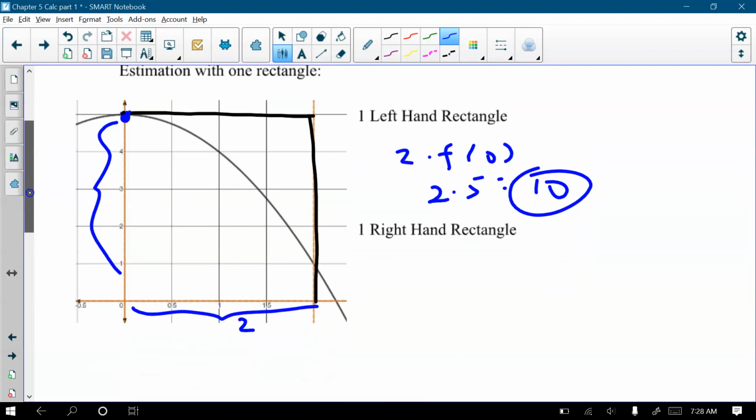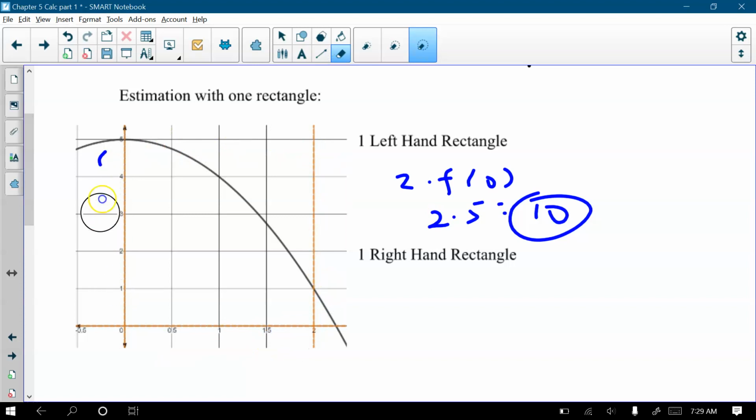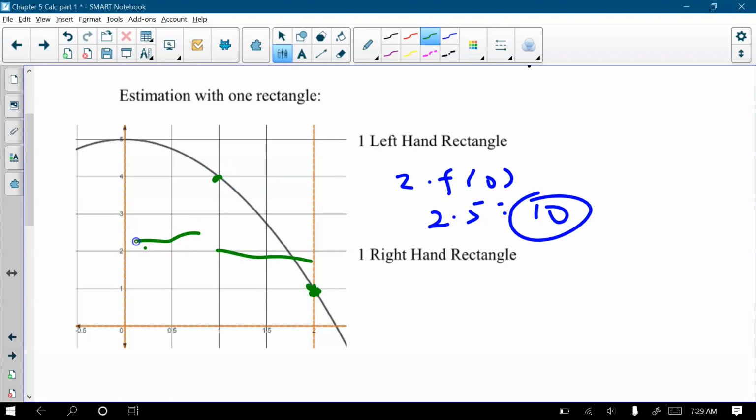For a right-hand rectangle, let me go over why I can't draw the rectangle in any other way, and I want to talk about left-hand, right-hand too. For the right-hand rectangle, I start on the right side of the function at the end point. I can't start over here because I miss an entire portion of the curve. I have to start where the function ends. So right means where the function ends.